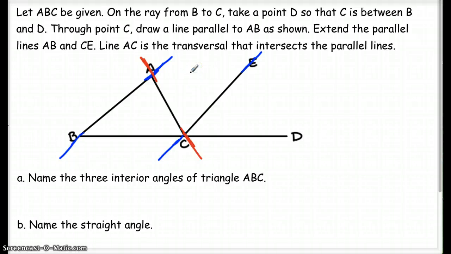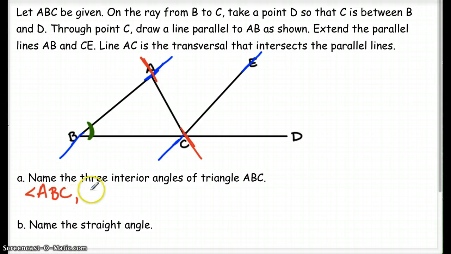So part A says to name the three interior angles of the triangle. Now, you're probably thinking that's A, B, and C, and you're right, but we're going to be a little more specific with how we name them. When you name angles, you always have your angle symbol, and you're using three letters that make up the angle. So if I'm looking at this angle right here, what we call angle B, I am going to name it with all three of these letters that make up that angle. But since it's angle B, the B has to be in the middle. So I'm going to call this angle ABC.